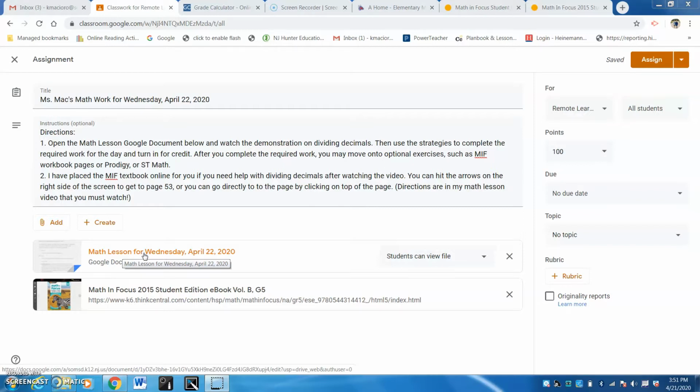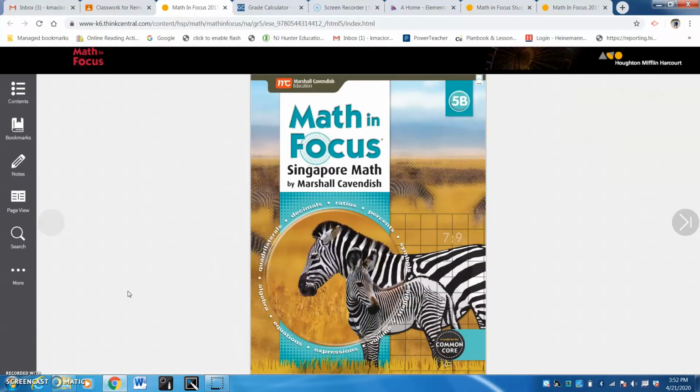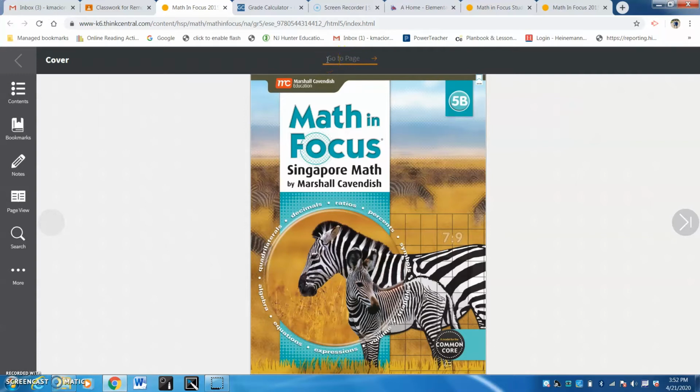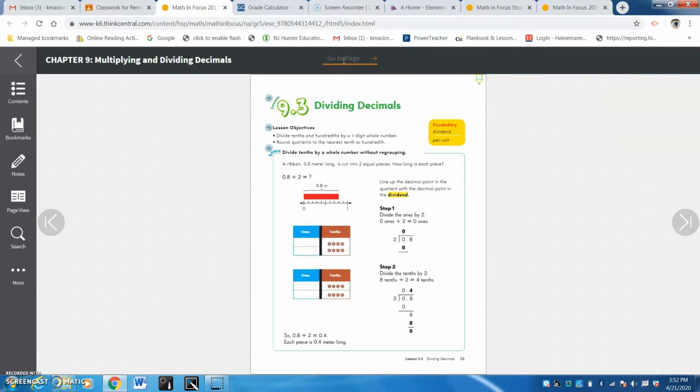And then if you need help, I found the Math in Focus textbook online. So all you have to do is click on this link and it'll open up to the Math in Focus textbook. Now the specific pages are 53 to 60, so you want to come up here and it'll say go to page. So you want to type in 53 and hit enter, and it'll get you right to the page that we're working on today, dividing decimals.